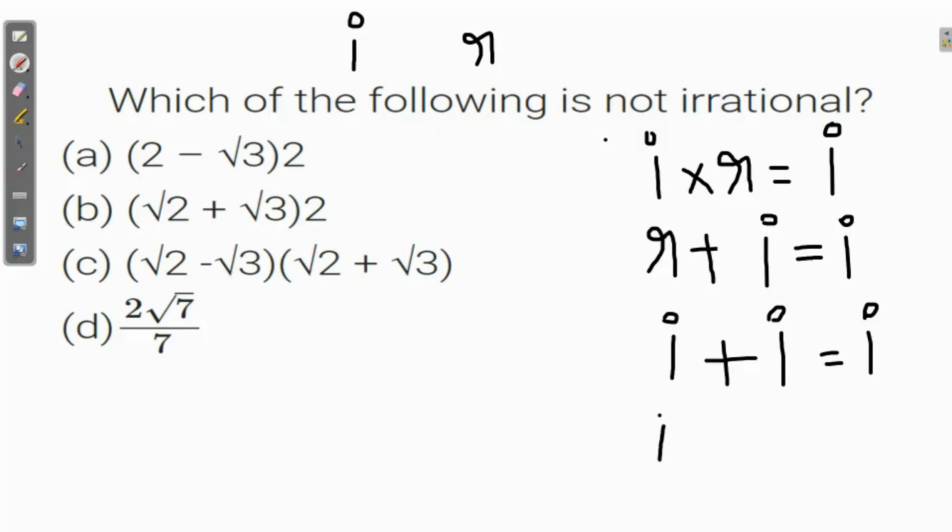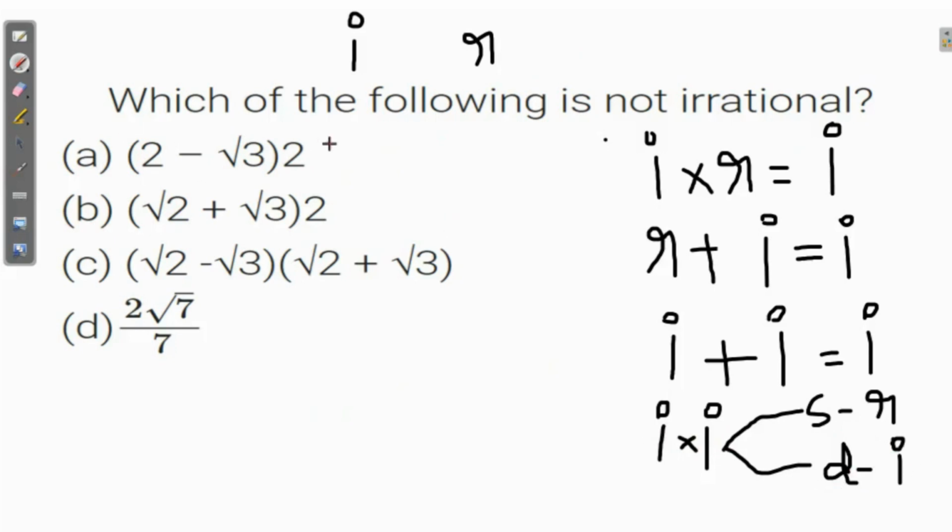Okay, and irrational number into irrational number. Here there are 2 cases. Case 1, see, the first case is if both are the same. If it is the same, then the answer will be a rational number. If both the numbers are different, then the answer will be an irrational number. That is, irrational into irrational will be rational if the values of both numbers are the same. It will be irrational if they are different.